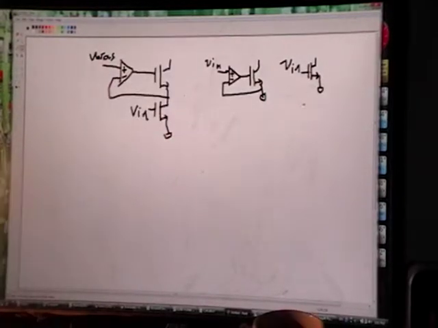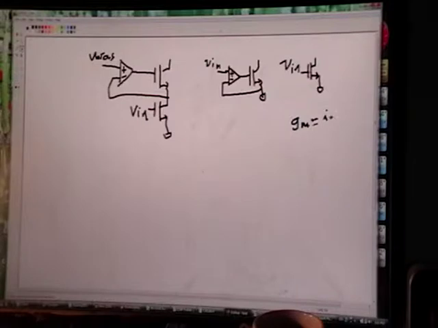Okay, so if you remember, the definition of GM is I out over V in. I've got V in marked really clearly, and I out is, I guess you would define it in that direction, to be correct. And this would be I out for this circuit.